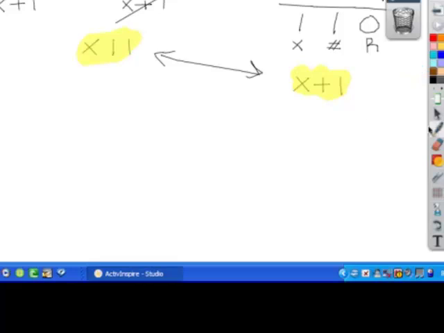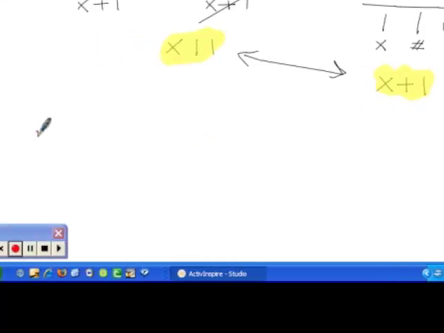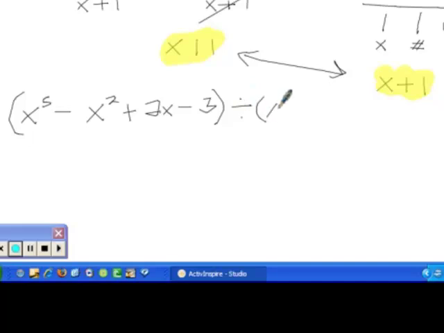So let's say that I want to divide x to the 5th minus x squared plus 2x minus 3 by x plus 5. Now I have no idea how this is going to work out, but I can tell you if I was doing long division, I'd have a lot of steps and I'd take a lot of room on my paper. But here it's going to be much easier.